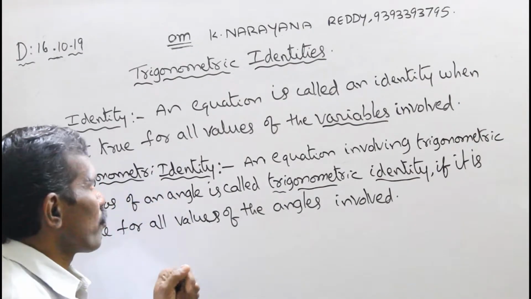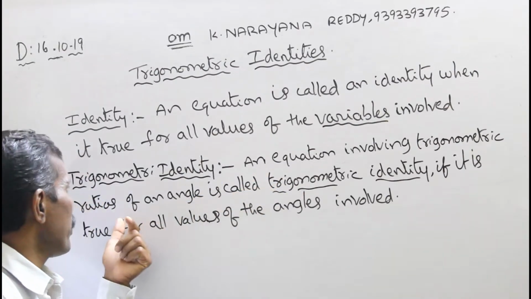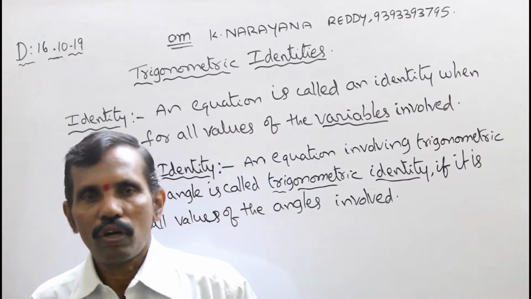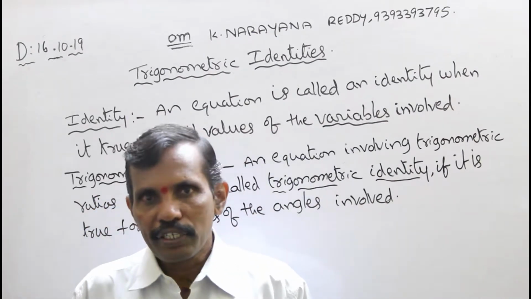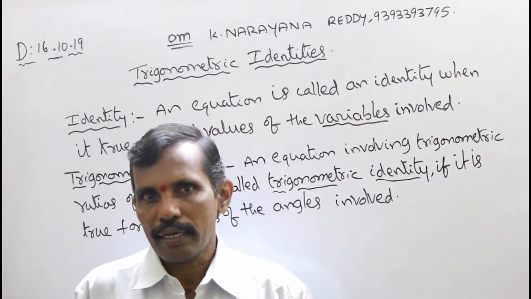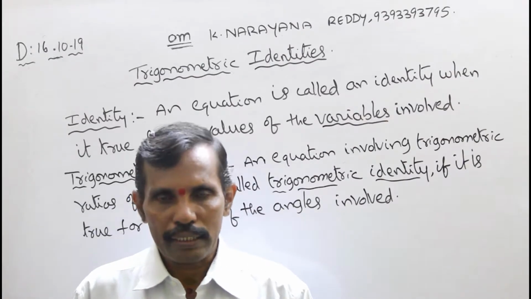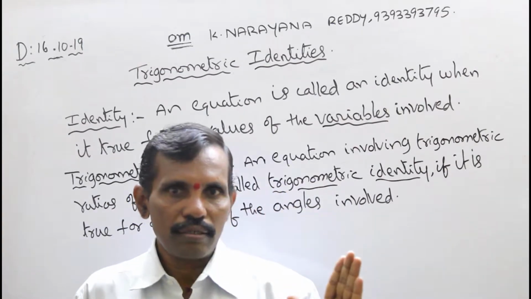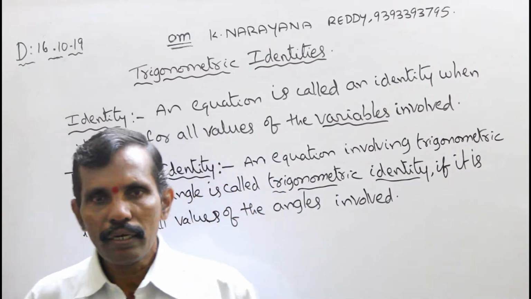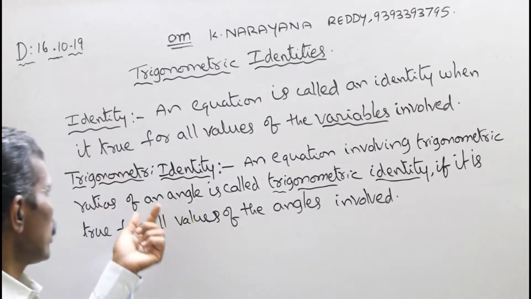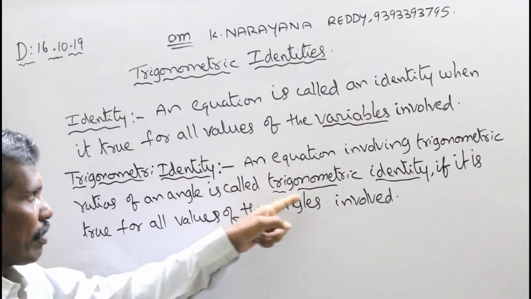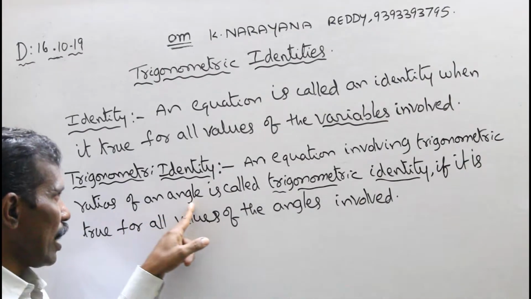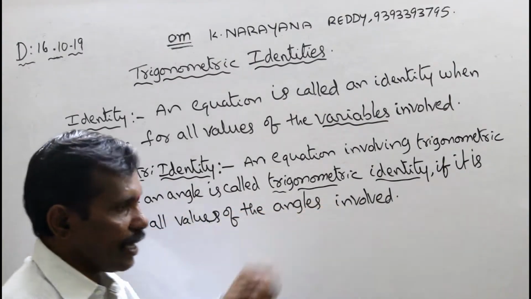Trigonometric identity. An equation involving trigonometric ratios, already known trigonometric ratios. What are the ratios? Sin theta is equal to opposite side by diagonal, or opposite by hypotenuse. That is ratio. Sin theta is a function and the ratio is opposite by diagonal. So, that is sin theta. An equation involving trigonometric ratios of an angle is called a trigonometric identity.